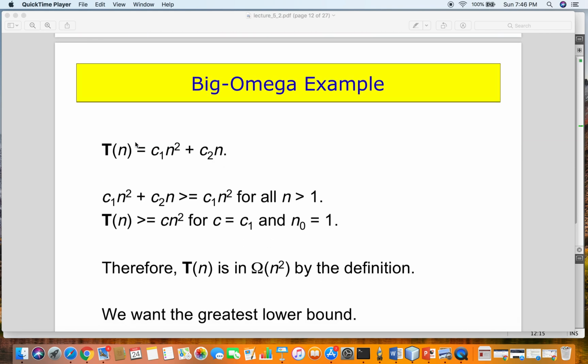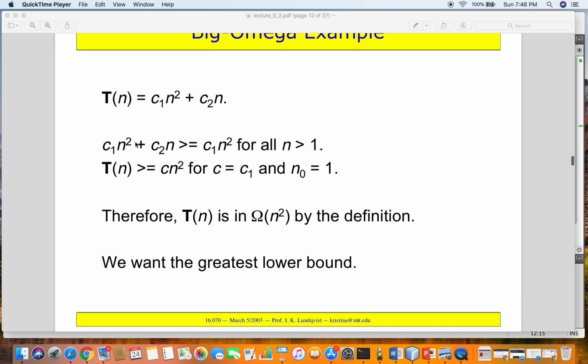So, a big omega example: T(n) = c1 n squared plus c2 n. c1 n squared plus c2 n is greater than or equal to c1 n squared for all n greater than 1. So T(n) is greater than or equal to c n squared for c equals c1 and n0 equals 1. Therefore T(n) is in Omega(n squared) by the definition.